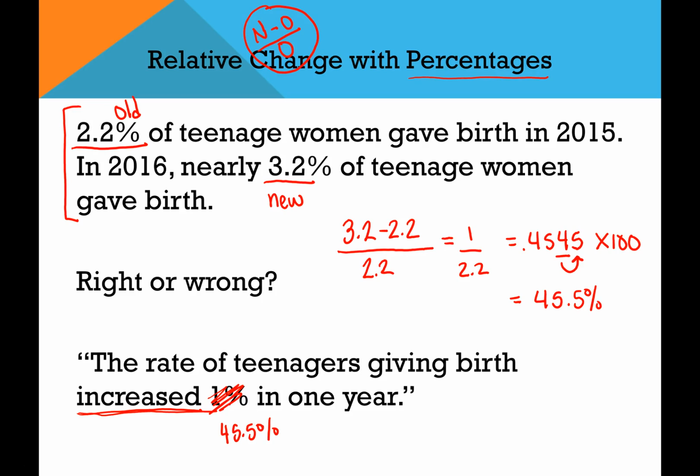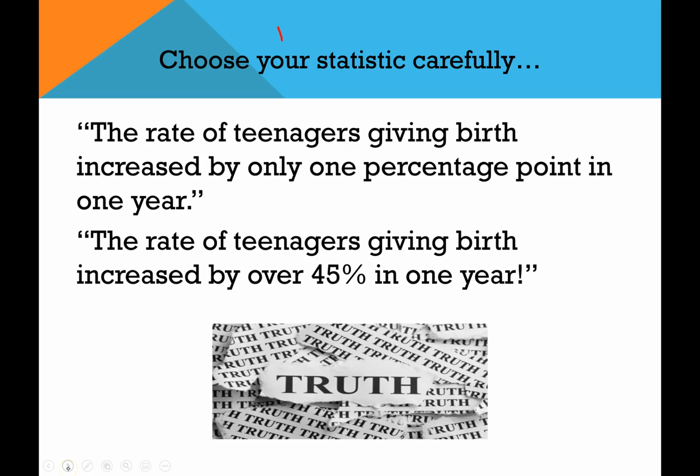But you might say, hey, Ms. Sorensen, there is a 1% difference. There must be some sort of way to state 1% increase without being incorrect. And you're right. Let me show you what that looks like. So here we go. The rate of teenagers giving birth increased by only 1 percentage point in 1 year. Only 1 percentage point. So you're actually saying the phrase percentage point when you're talking about going up 1%.